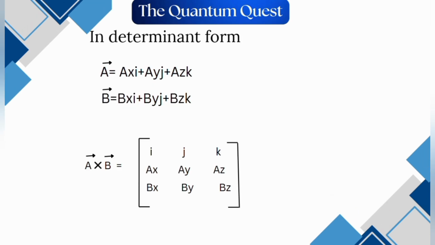If two vectors are given in the component form, like A equal AXi plus AYj plus AZk and B equal BXi plus BYj plus BZk, then A cross B equals the determinant of i j k, AX AY AZ, BX BY BZ. By doing the determinant operation, we get the vector A cross B. This becomes more clear when we do an example.